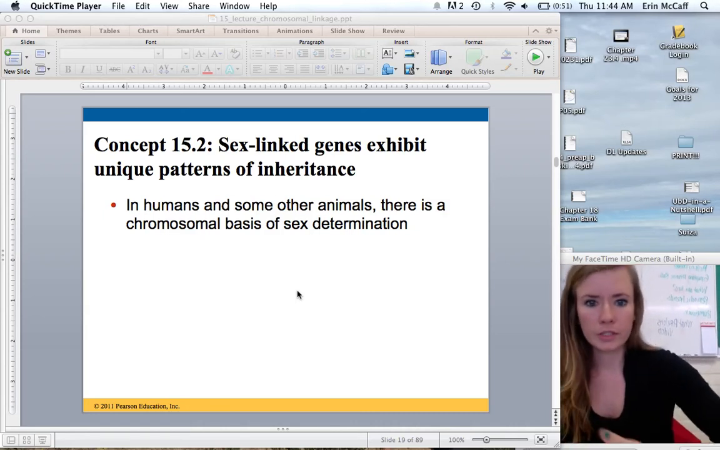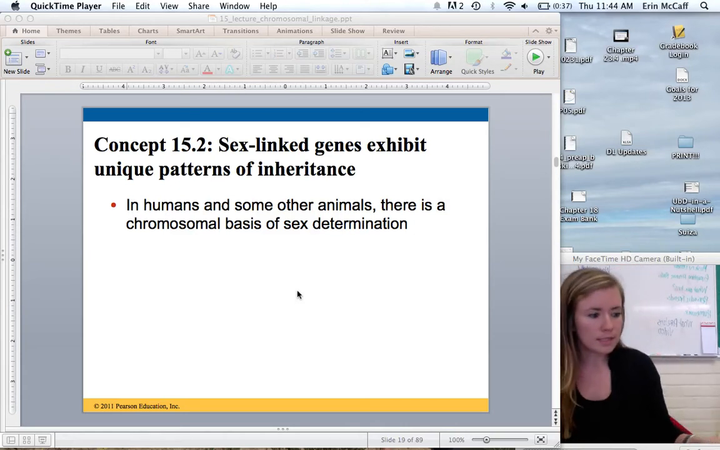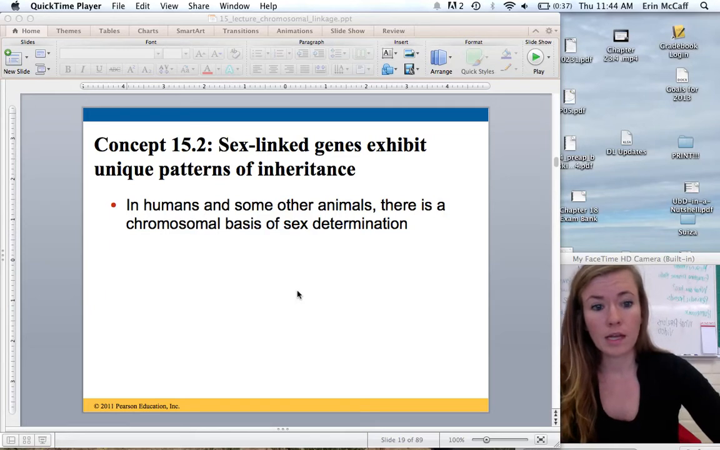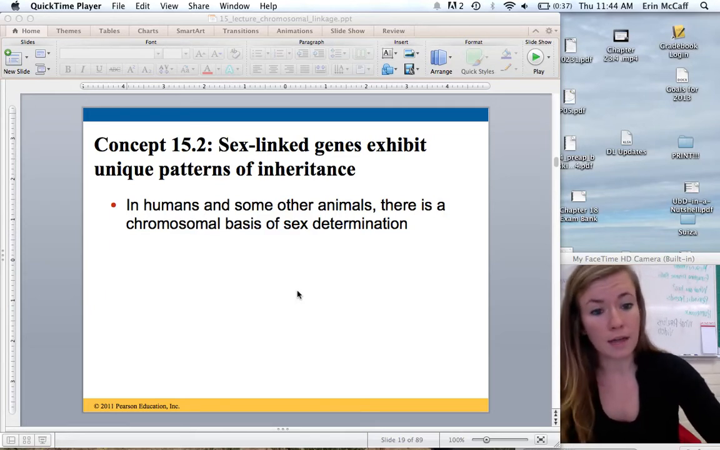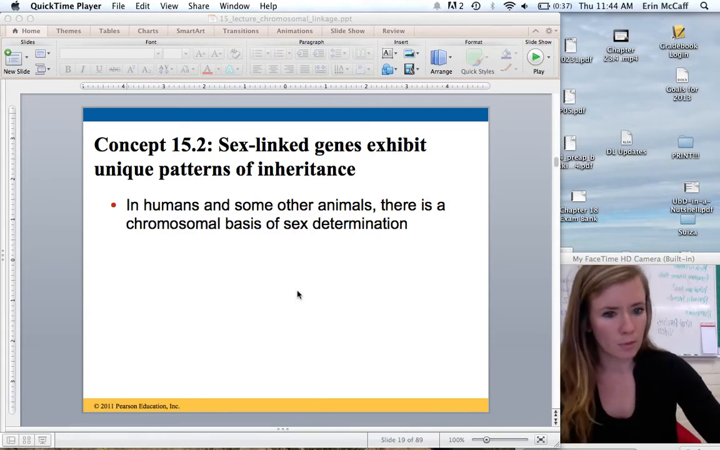So 15.2 is all about sex-linked traits. We've already talked about this a lot, but let's just breeze through it quickly. It talks about sex determination. In humans and a lot of other animals, the gender of the offspring is determined by the chromosomes. You probably realize that already.